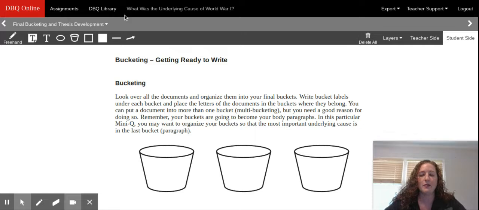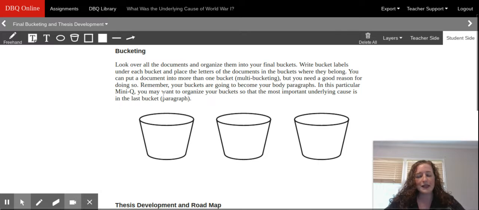So again, I'm using the sample, what was the underlying cause of World War I? I know that's not the one you're working on right now, but hopefully by showing you this sample and things you could write in it, you'll get ideas for the one that you're doing about how the US contained communism. So for this section, it said, look at all the documents and they want you to organize them in your final buckets.